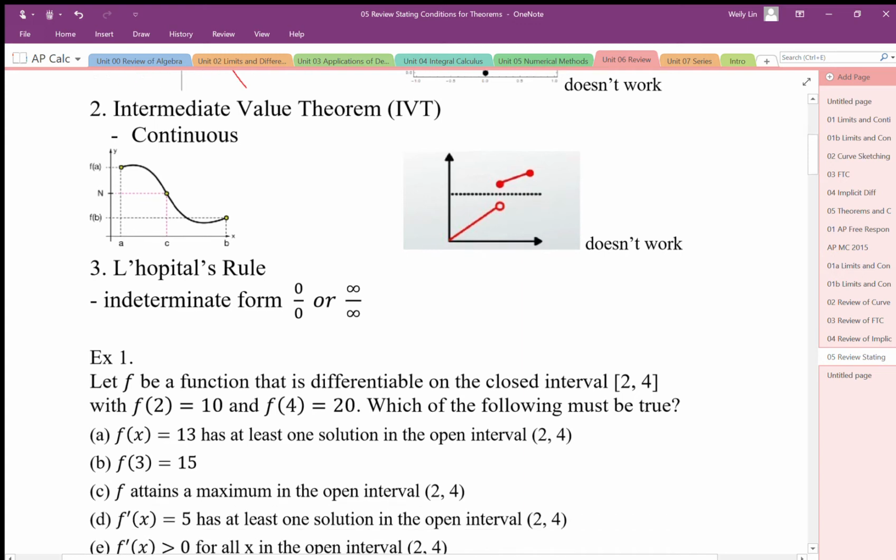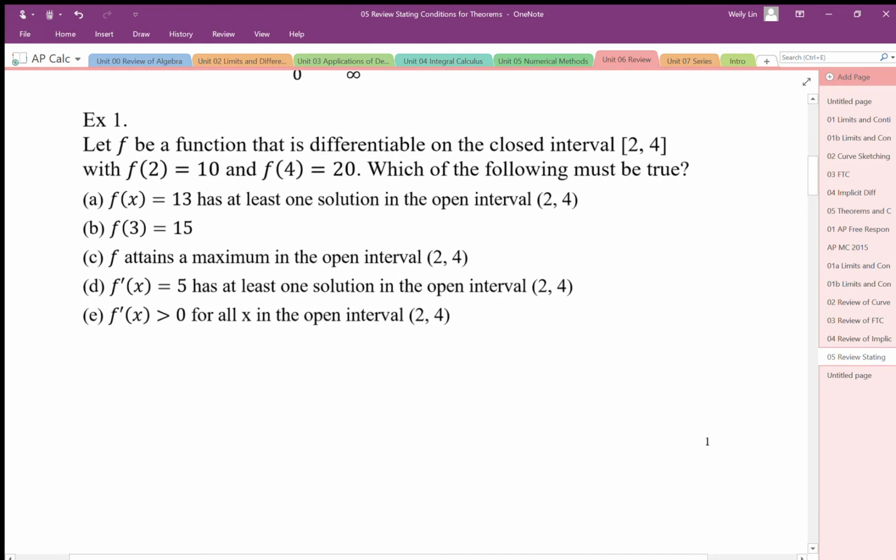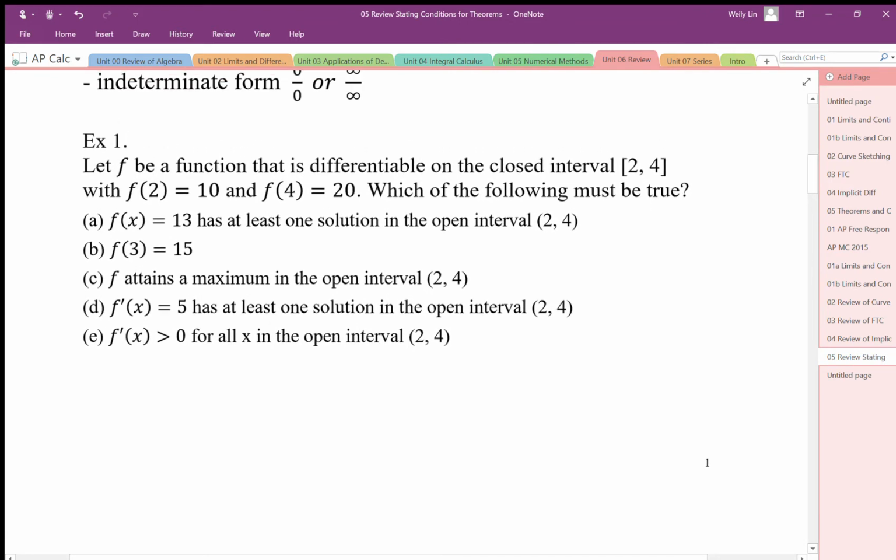Okay, so looking at some of these questions then. f is a function that is differentiable on the closed interval 2 to 4. What's really important is that you recognize this term, differentiable, which means it's smooth and continuous, which means we can apply L'Hopital's, the mean value theorem, or IVT. Because it's not only continuous, it's smooth and continuous.